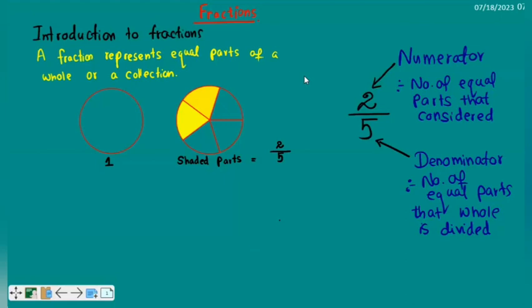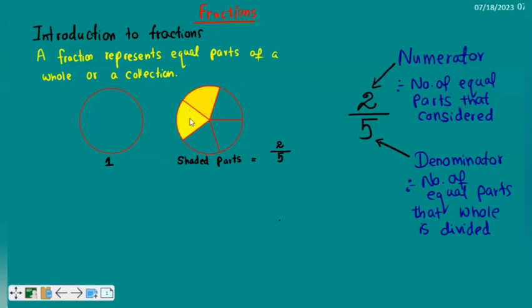You can hear it. Fractions. Fractions are used to express some particular equal amounts out of a whole, out of total equal amounts. It can be one whole particular thing or out of a collection. Here there is a whole circle. It has been divided into equal 5 parts. Then I have considered 2 parts.